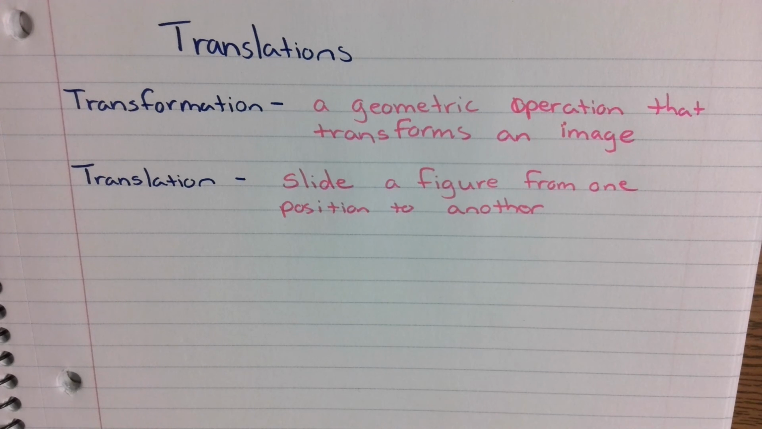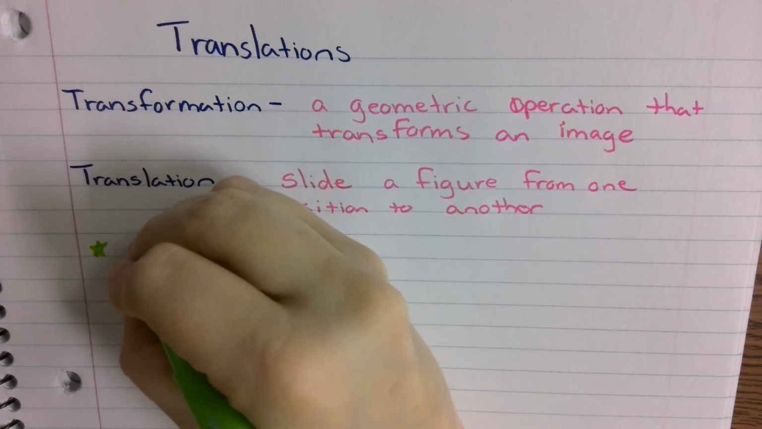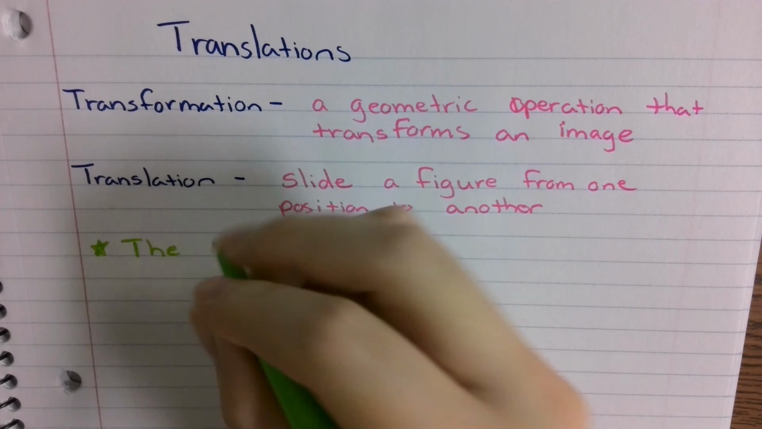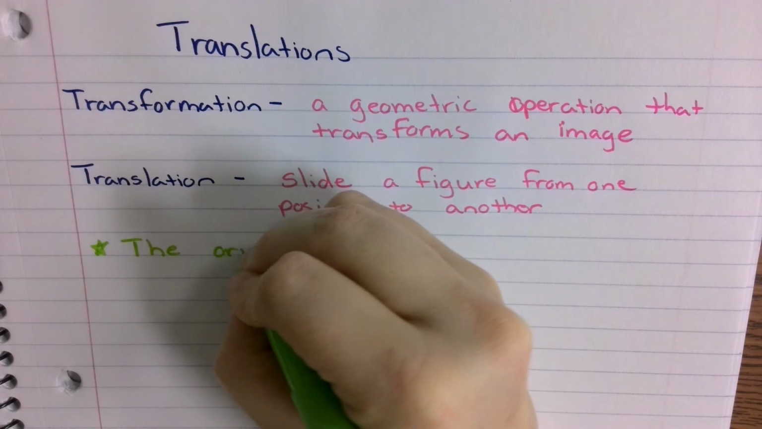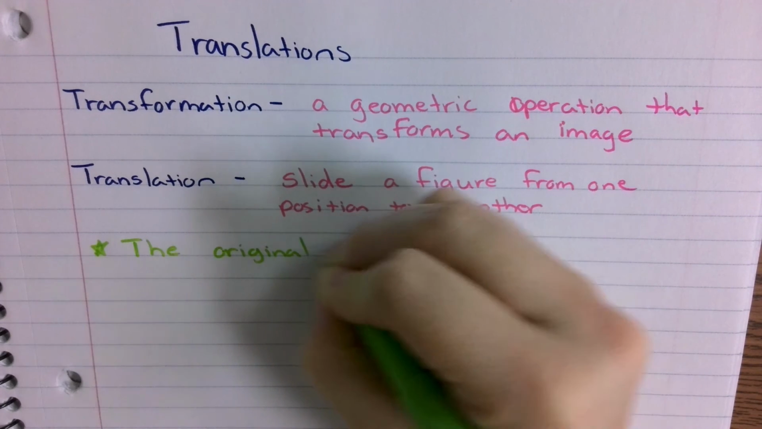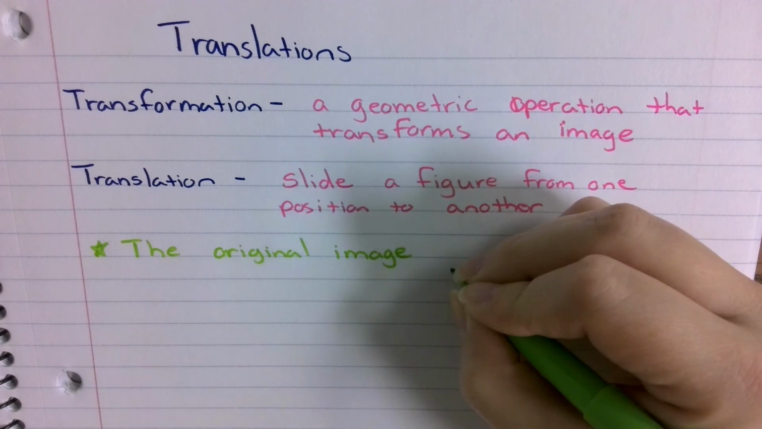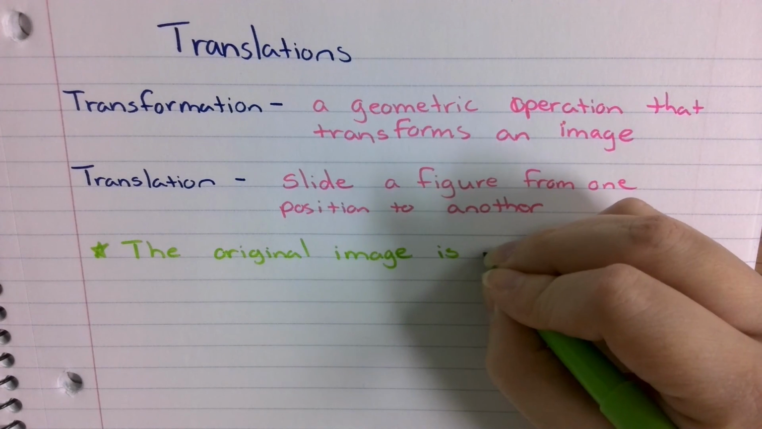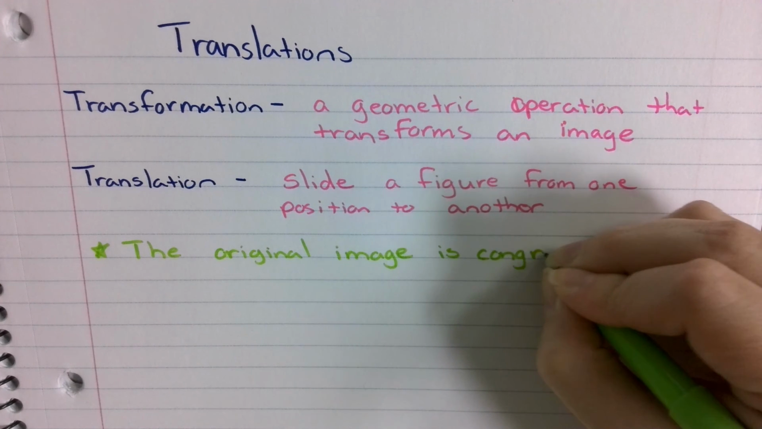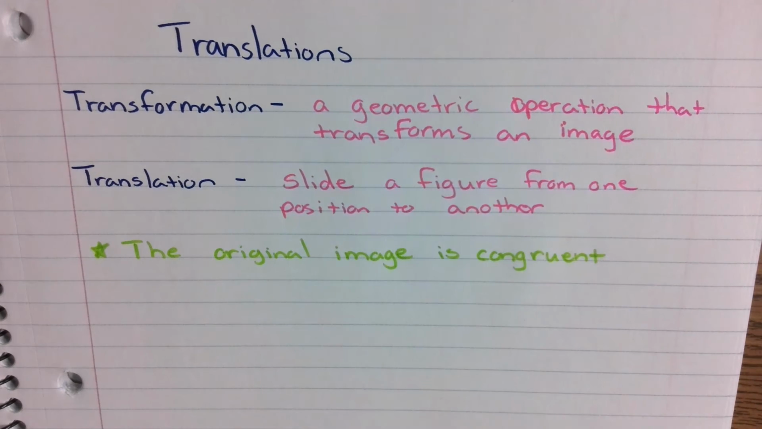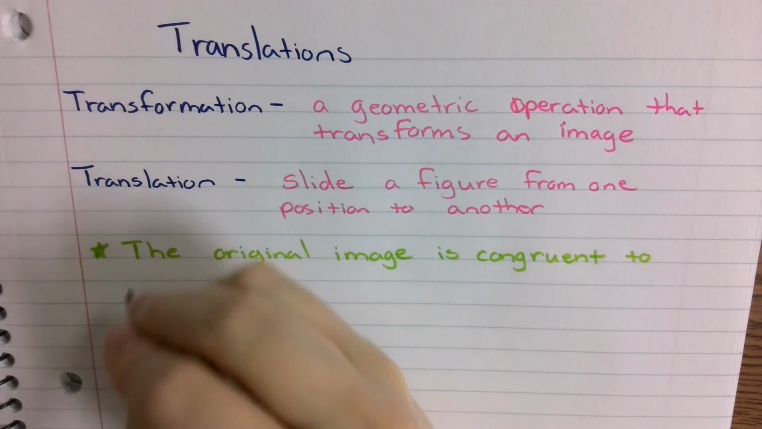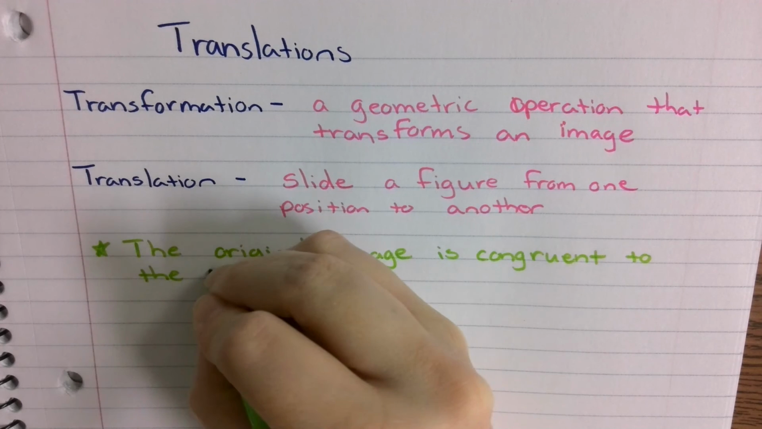Now, one thing that's really important to make sure you understand is the original image is congruent to the translated image. And again, what does congruent mean, guys? Equal, right? It's unchanged in its size. The size of it is still equal to its original. So the original image is going to be congruent to the translated image.